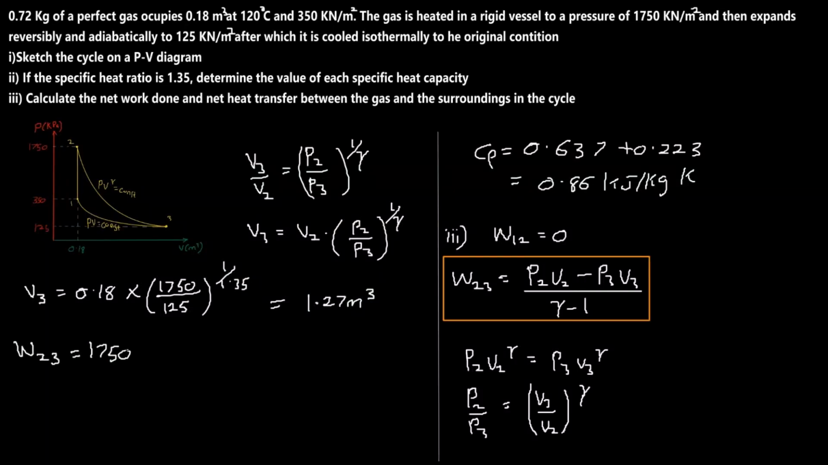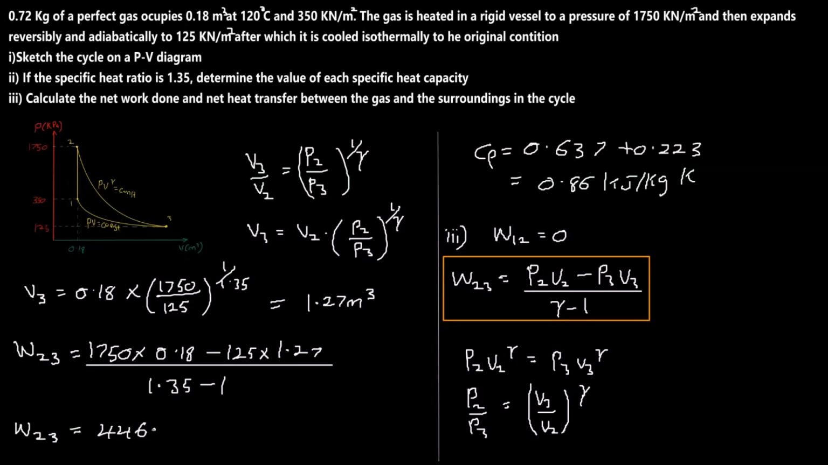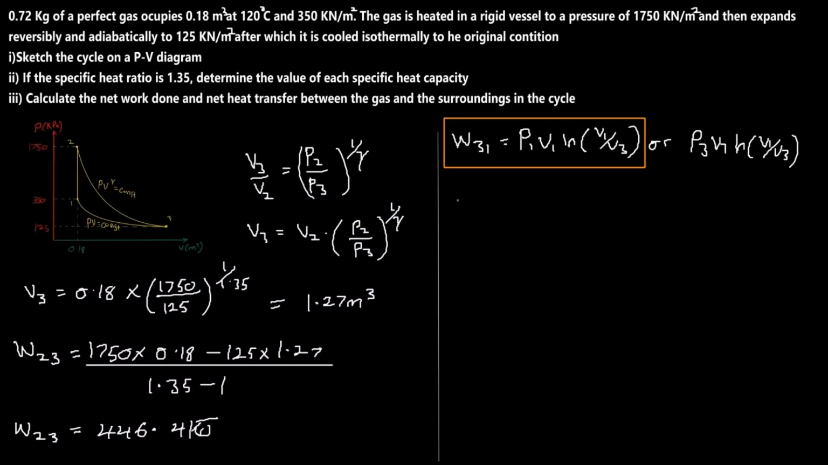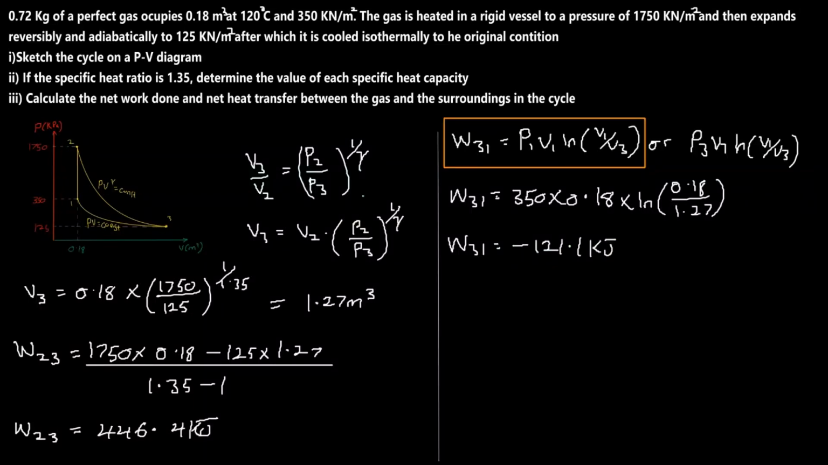So we can calculate our work done as 446.4 kilojoules. For process 3 to 1, the work done can be obtained using W31 equals P1V1 times the natural logarithm of V1 divided by V2, or P3V3 times the natural logarithm of V1 divided by V3. We're going to use P1V1 times the natural logarithm of V1 divided by V3, and from this we obtain our work done as minus 123.1 kilojoules.